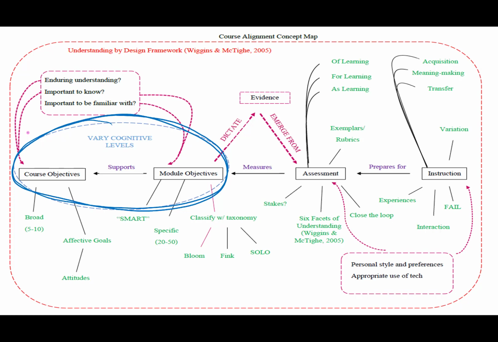And this is more focused on your module level objectives than it is course objectives, because there are so many more module objectives than there are course objectives. So we want to focus our attention in terms of making sure that we vary our cognitive levels more so on the module objectives than the course objectives. So what do we mean by varying the cognitive levels?